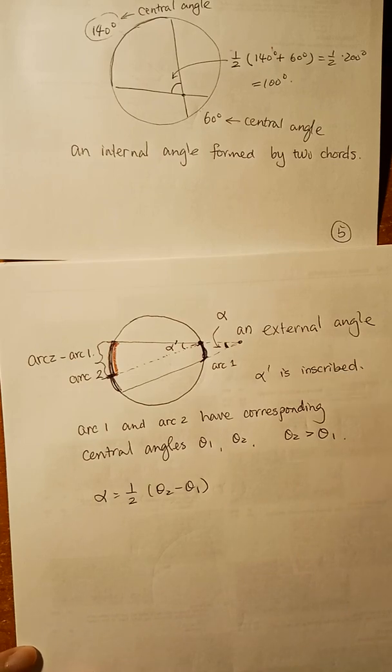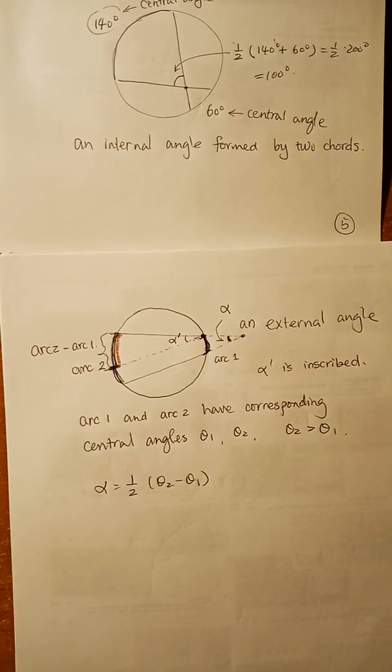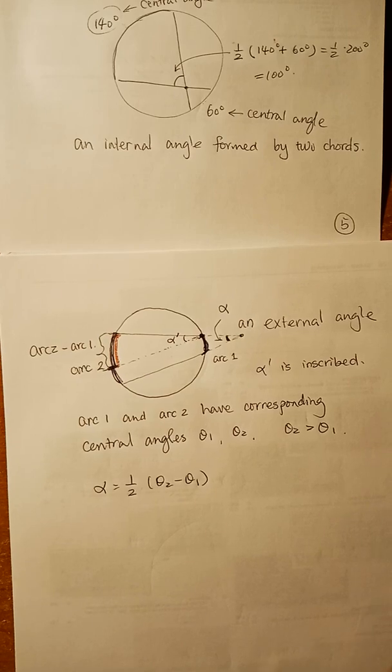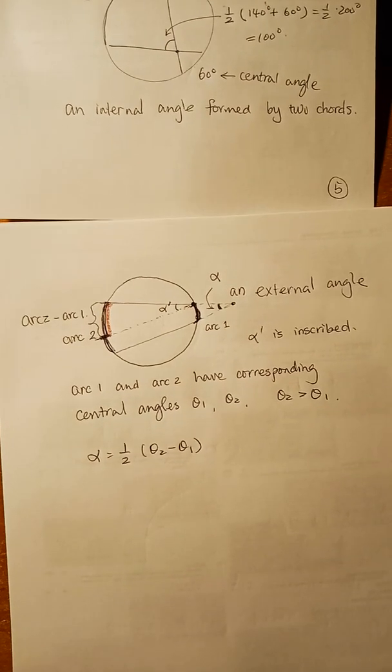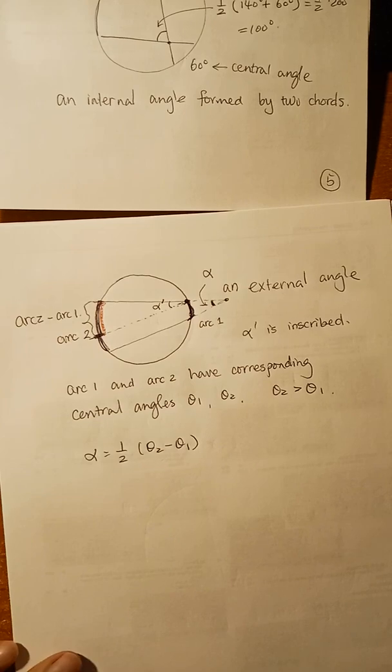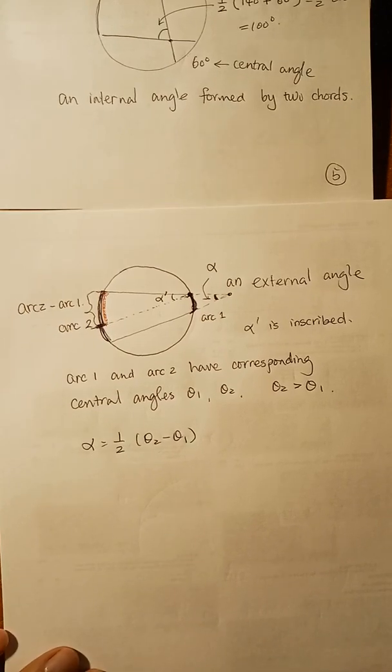Internal angle is half of the sum. Okay, so we have central angle, internal angle, inscribed angle, external angle. Okay, very good.